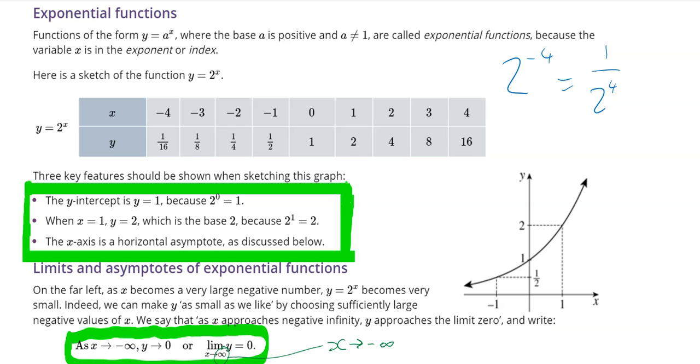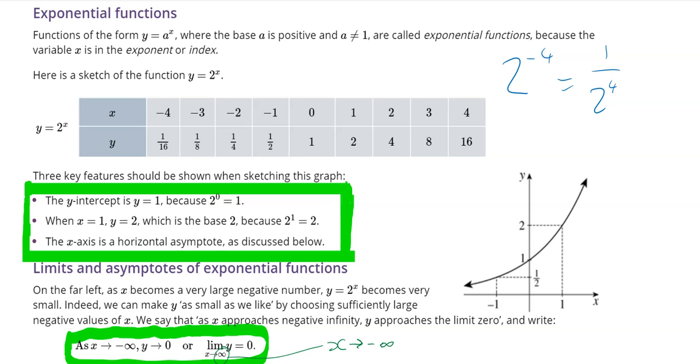When x equals 1, over here, y equals 2, obviously because 2 to the power of 1 is 2. So whatever your constant is, in this case we had 2 to the power of x, but a to the power of x. If y equals a to the power of x, then when x equals 1, y equals a.